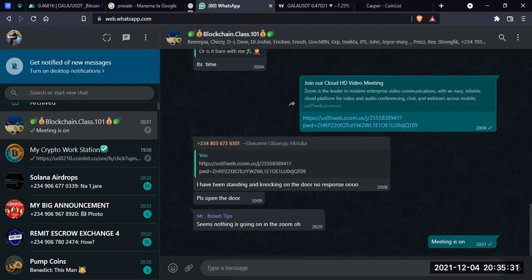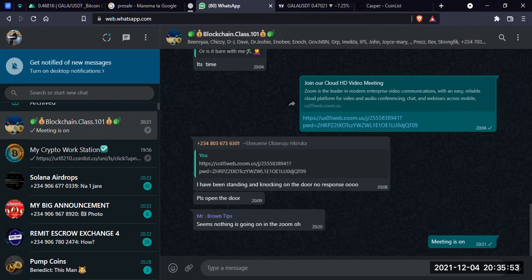Let me do it again. Yeah, if you bought Casper with $50 divided by 0.015, you have 3,333 quantity. Then times it by the price. You just assume a price.